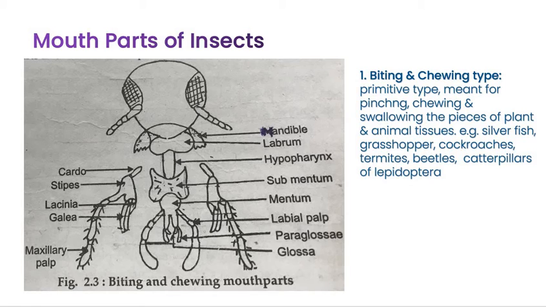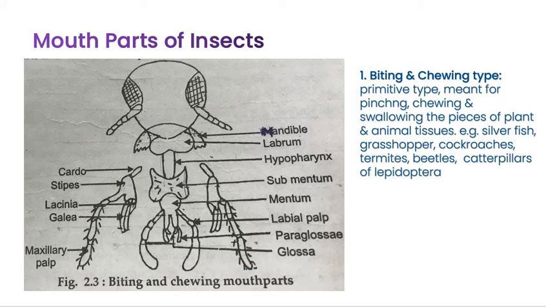Now, as insects feed in many ways, their mouthparts show many specializations in form and also in their development. Here, two basic types of mouthparts can be recognized. The first category is the mouthparts adapted for biting and chewing of solid food.